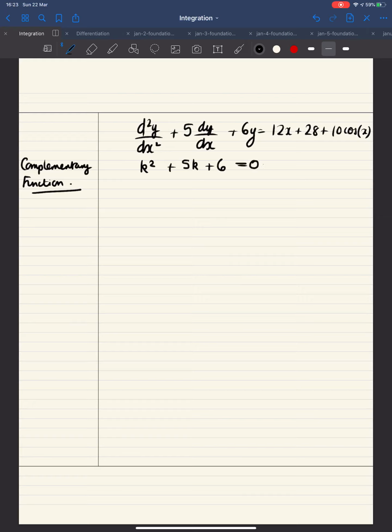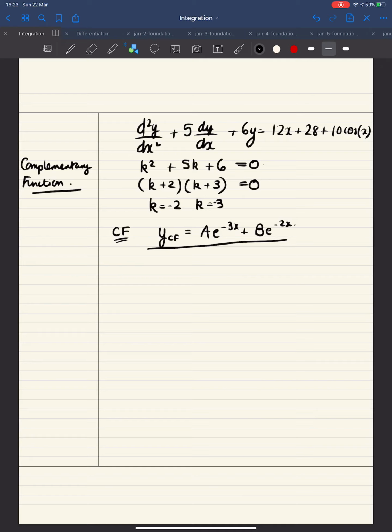That one's naught. So we're going to have k plus 2, k plus 3. Factorise the quadratic or use the formula. Is naught. So k is minus 2, k is minus 3. So the complementary function, and you can write that as y cf, sometimes it's written y cf like that, a e to the minus 3x plus b e to the minus 2x. Okay, and that's underlined. We've done that for now. Then we've got to do the particular integral.